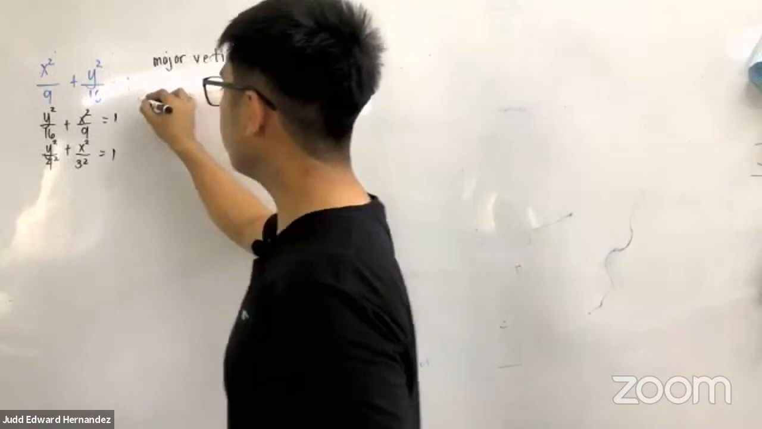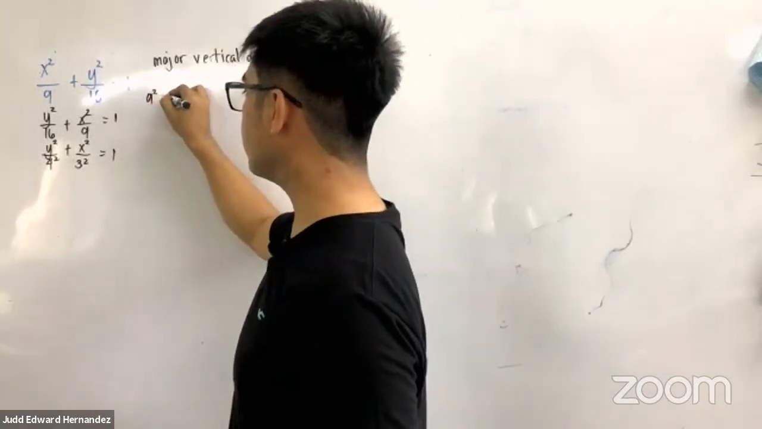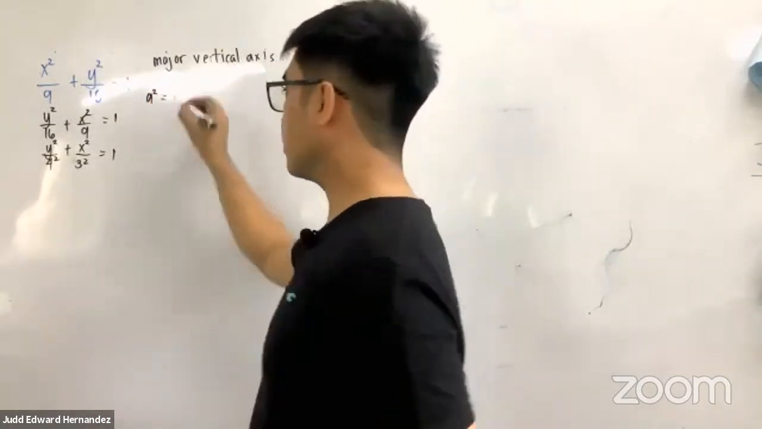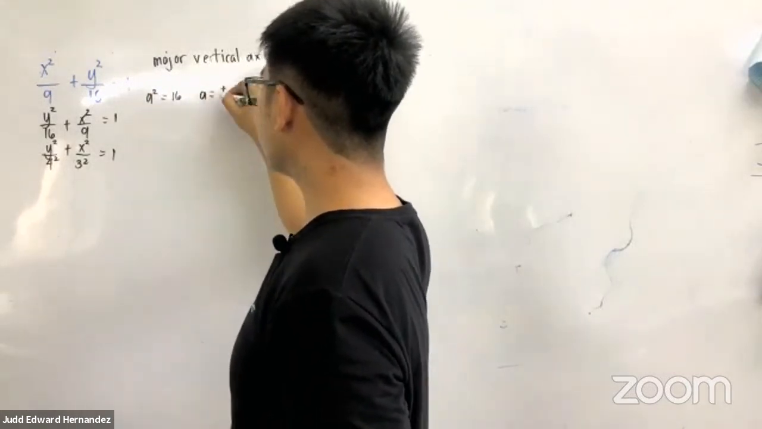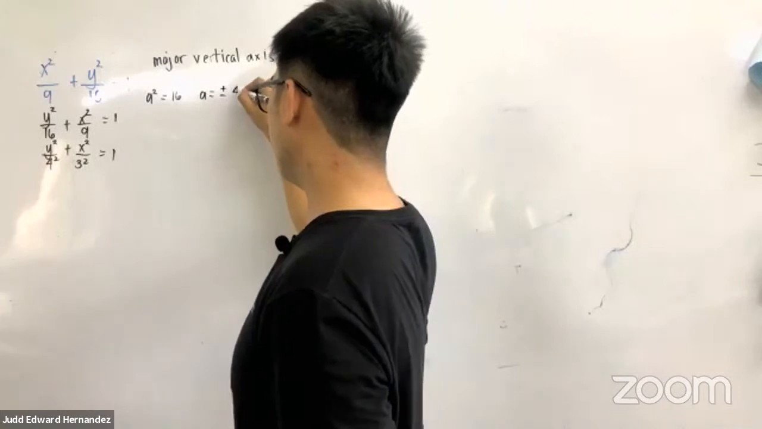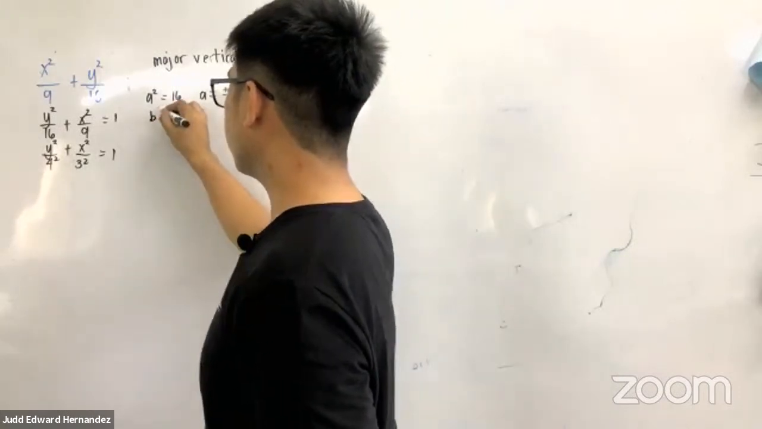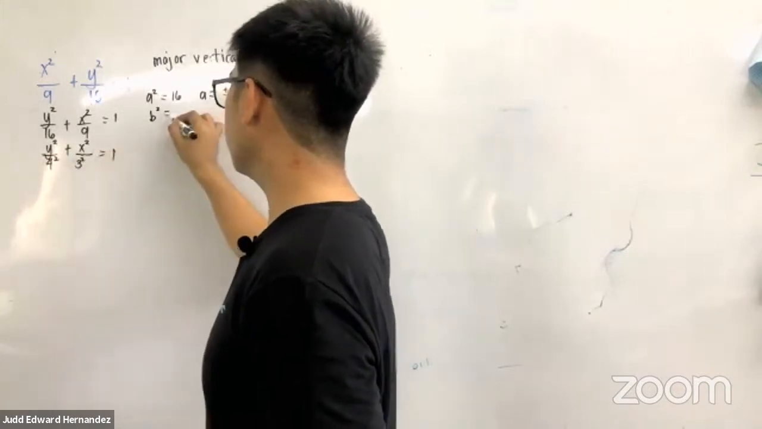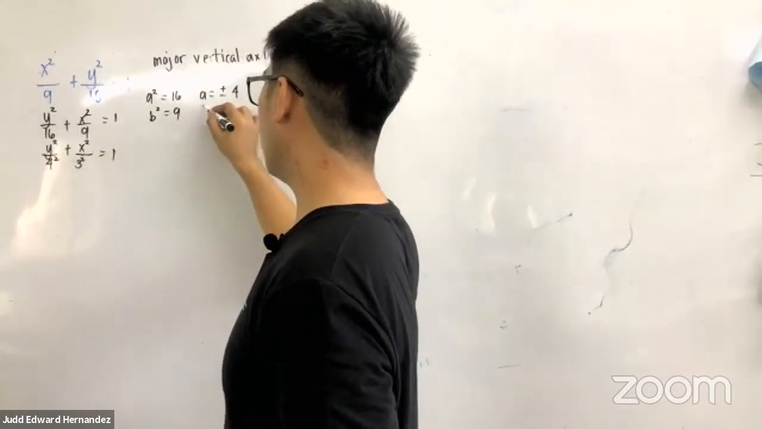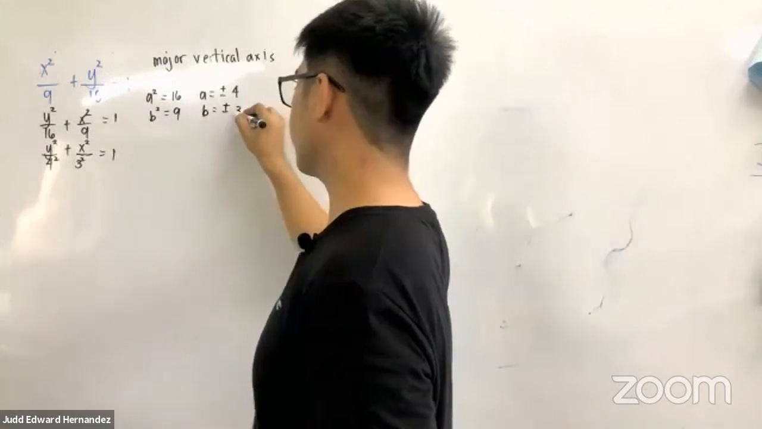Therefore, what is our a squared, guys? Our a squared is 16. Therefore, our a is equal to plus minus 4. What is our b squared? Our b squared is 9. Therefore, our b is plus minus 3.